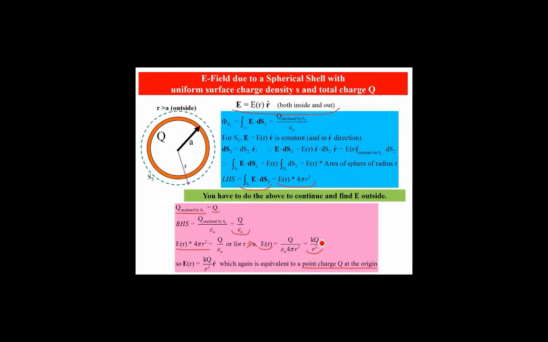One more time, you have to do what we did above in order to continue and find E outside. You have to have the symmetry arguments, which gave us this up here. You have to evaluate the flux integral, which is right here, which gave us the magnitude of the field times the area. From there on, after you get the right-hand side, you can find the E field.